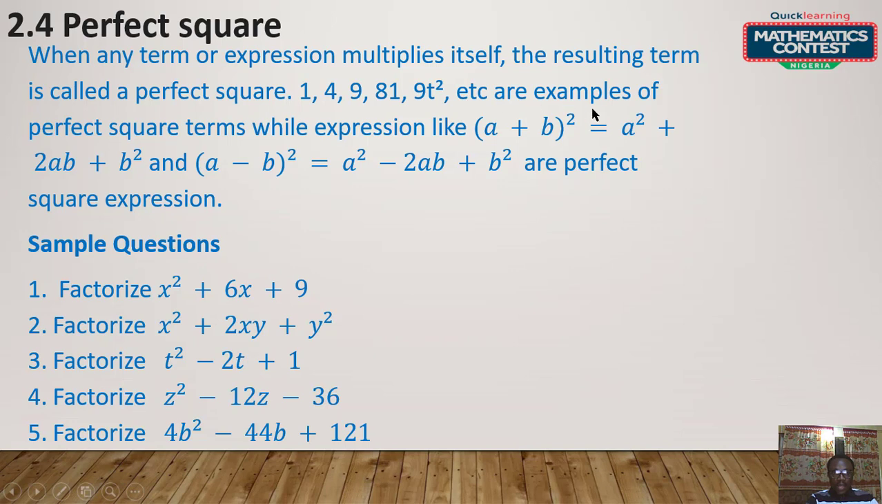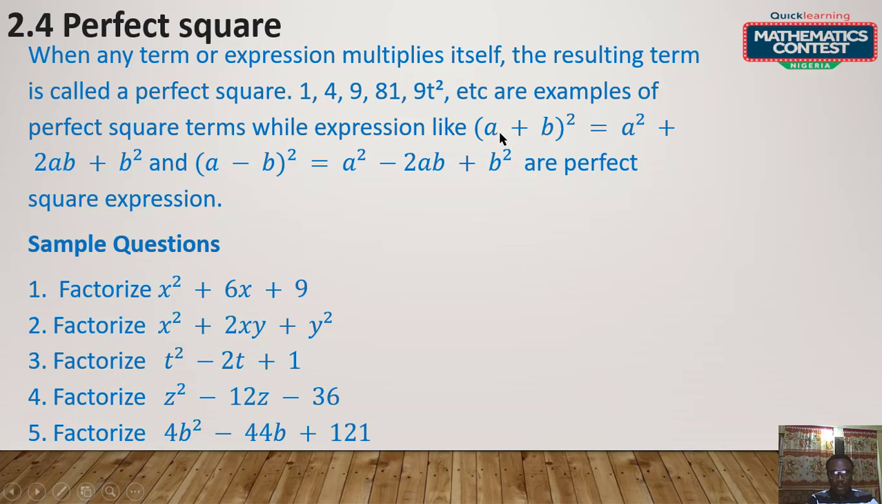These are examples of perfect square terms, while an expression like a plus b all squared, which will give us a squared plus 2ab plus b squared, is also a perfect square. Now, I was explaining something last time, and let me explain it again. If you're asked to multiply something like this, the shortcut is to do it without opening two brackets like we were taught in grade 7 and grade 8. So the short way to do that is this. Let me repeat it again.